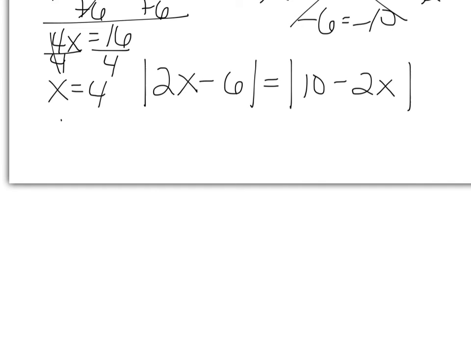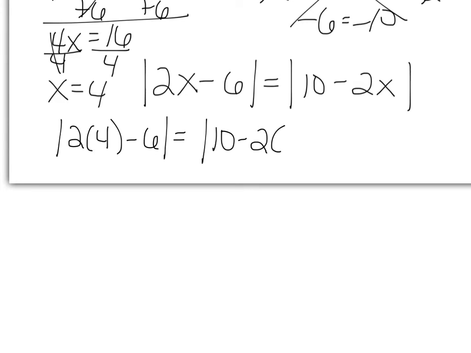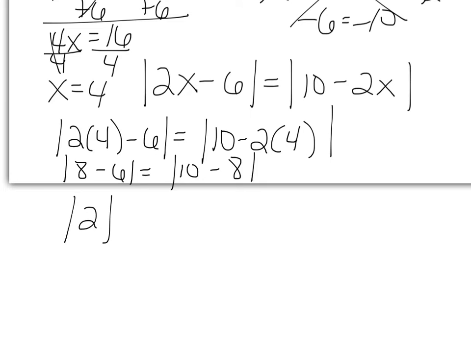So we've got the absolute value of 2 times 4 minus 6 is equal to the absolute value of 10 minus 2 times 4. Okay, well the absolute value of 8 minus 6 is equal to the absolute value of 10 minus 8. Well, this is the absolute value of 2 is equal to the absolute value of 2. So it looks like x equals 4 is a good answer.